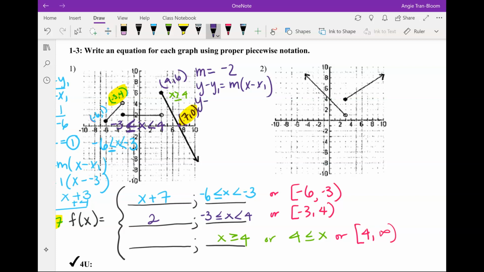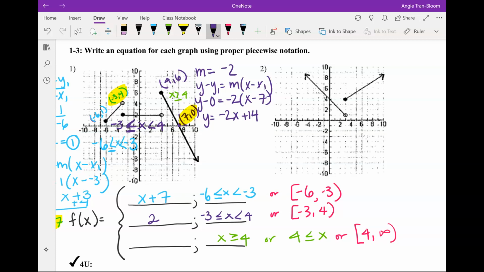y minus 0 equals -2x. Beautiful. Let's distribute. y minus 0 is the same thing as just saying y. -2x. -2 times a -7 is what? Sophia, C. -2 times a -7? Beautiful. Are we done? No.